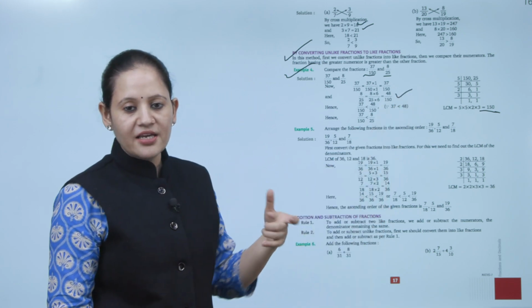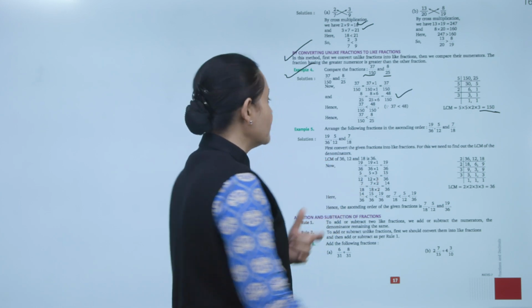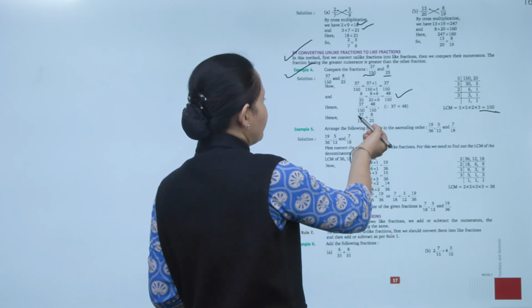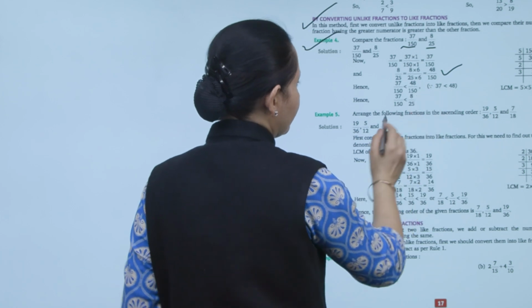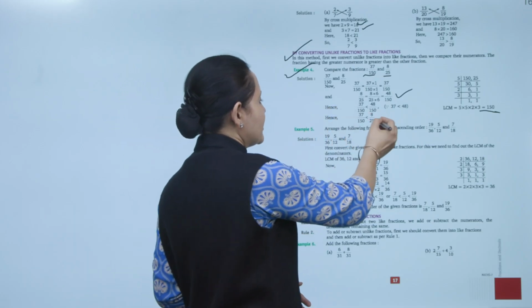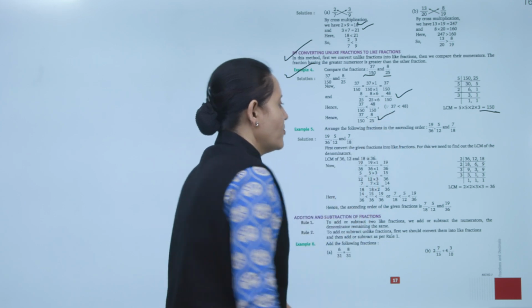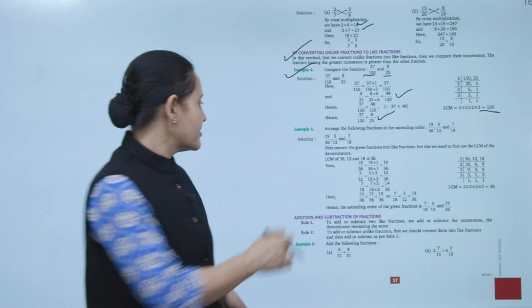Now we'll compare the numerators. The fraction with the greater numerator will be greater, so 37 upon 150 will be less than 48 upon 150. Clear? Or 37 upon 150 is less than 8 upon 25. Clear? Next is addition and subtraction of fractions.